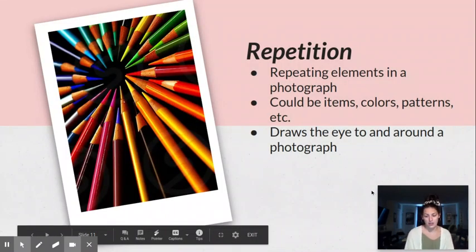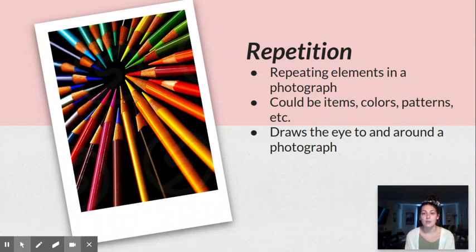All right, repetition. So repetition is repeating elements in a photograph. It could be items, colors, patterns, etc. It draws the eye to and around a photograph. So the great thing about incorporating repetition in photography is that everywhere you look, you'll find repeating elements to use. That is, once you start looking for it, you probably won't be able to stop seeing it.